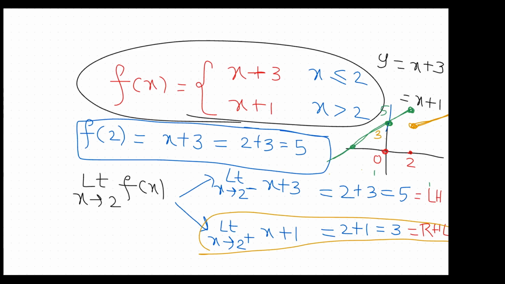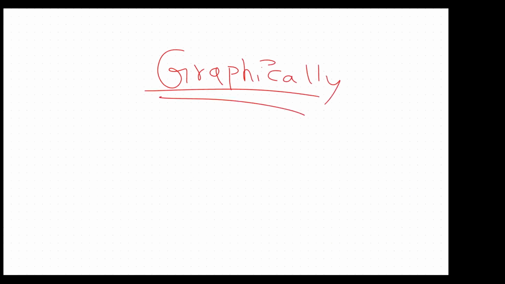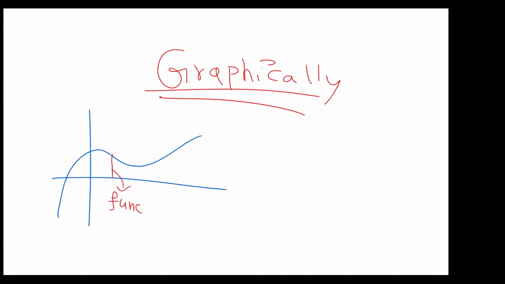Done or not? Okay. See, graphical meaning first. Graphical meaning: whenever you see a graph, how to say whether the limit exists or not, write down. If I give you a curve like this, at this point does the function exist or not? Yes, sir, the function value exists. Does the limiting value exist or not? Yes, sir, it exists. Why? There's no large gap. Here the function value exists, and the limit also exists.